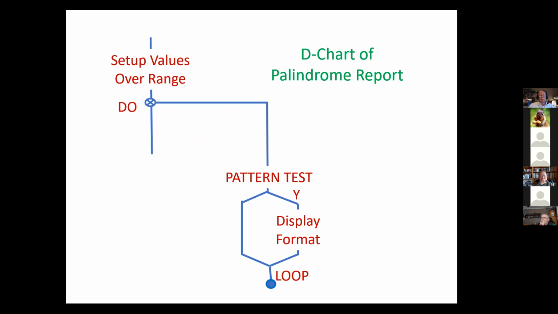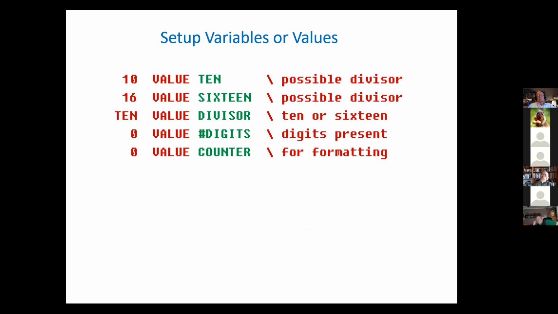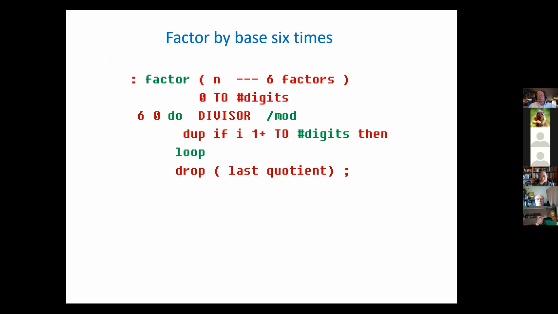The next would be to add the pattern test, and then add factoring into digits. In this case, I've used values more convenient for use, and the values are numeric bases, either 10 or 16. The divisor is the active base we're going to use at each step for the conversion. And then housekeeping are the number of digits and the column counting. So there's only two pieces of code that are critical.